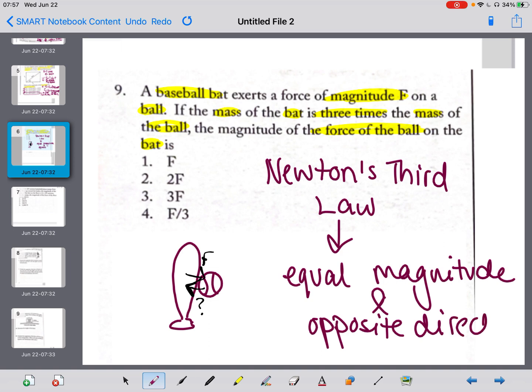Okay, so what does that mean for this question now? Well, you know that the baseball bat is exerting this force F on this ball. And according to Newton's third law, we know that that ball is exerting the same amount of force F back on that bat, regardless of all this. The bat is 3 times the mass of the ball.